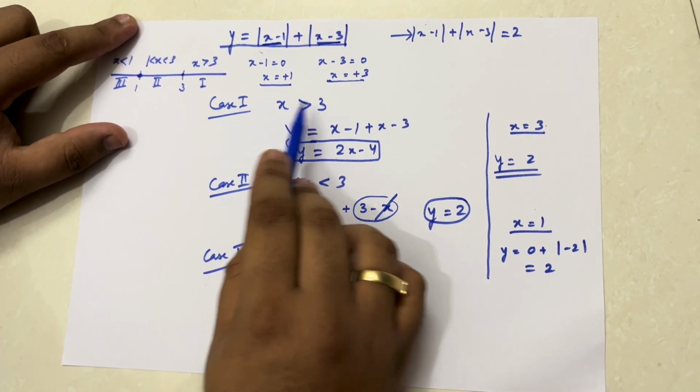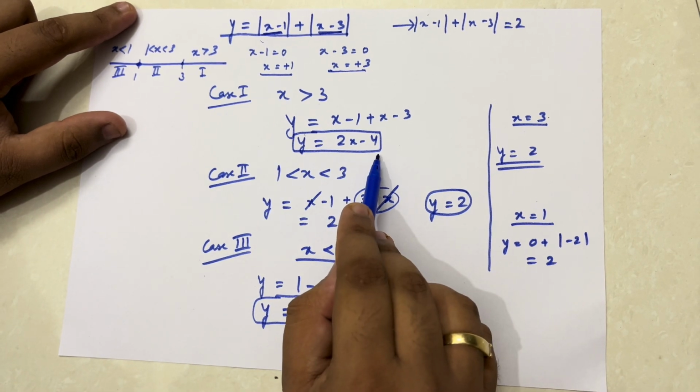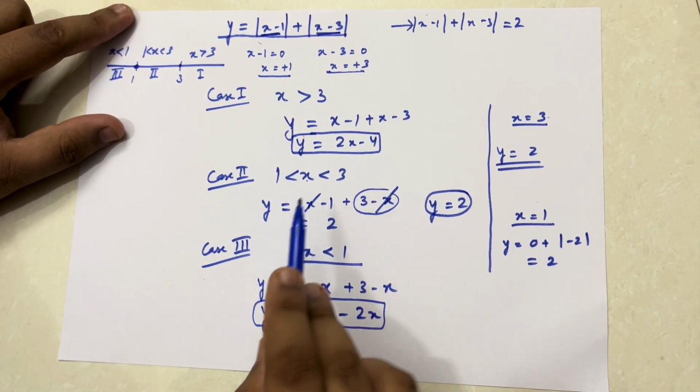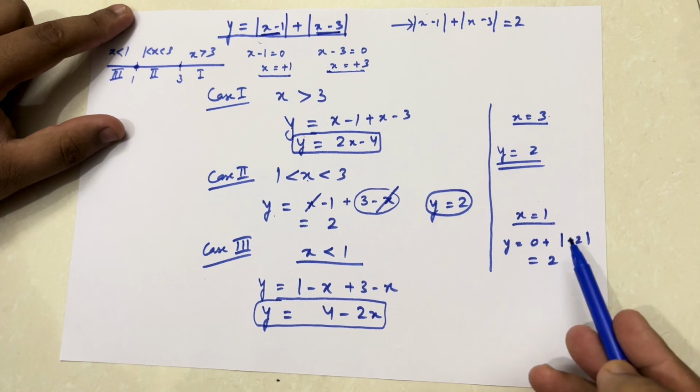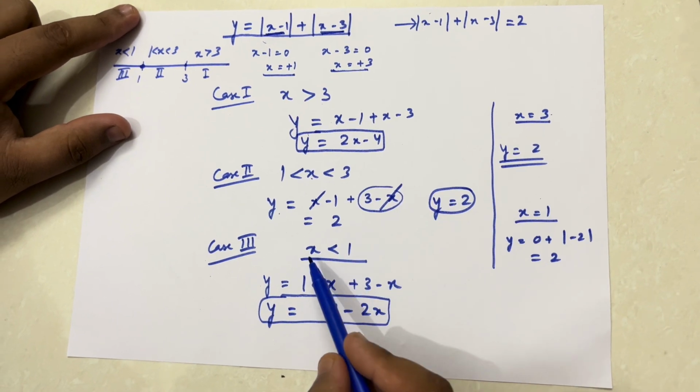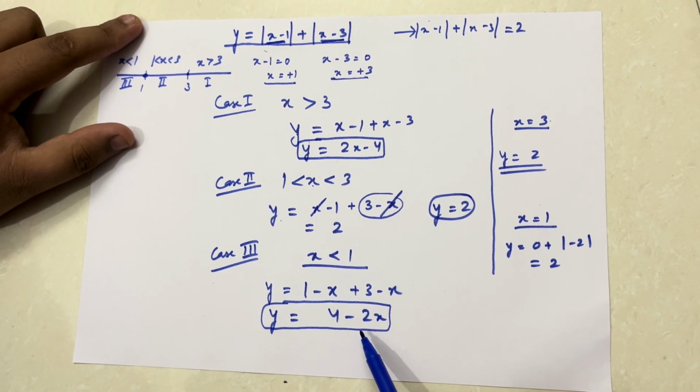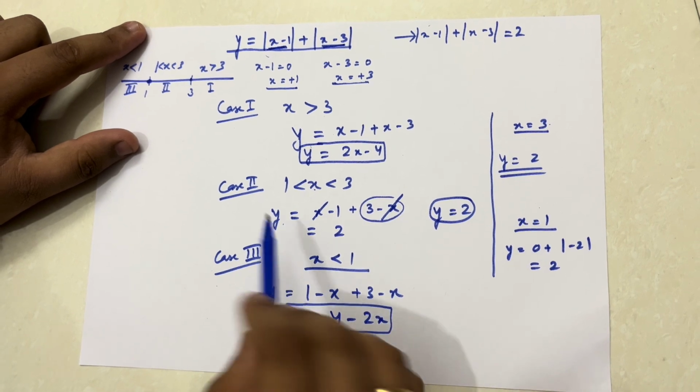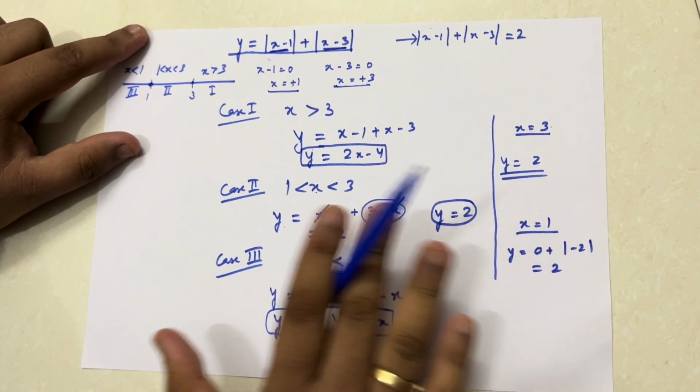So what will happen if x is greater than 3? y will be equal to 2x minus 4. If x lies in between 1 and 3, y will be 2. If x is 3 or 1, y will be 2. And if x is less than 1, y will be equal to 4 minus 2x. Simply you have to plot this graph into 1 and you have to find the solution.